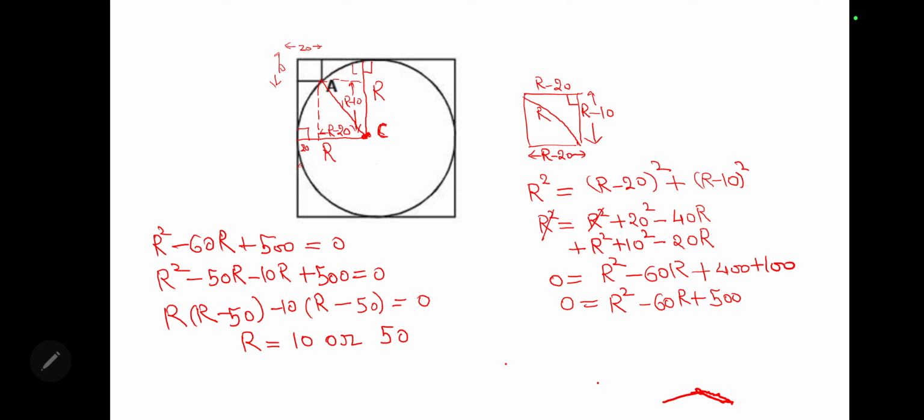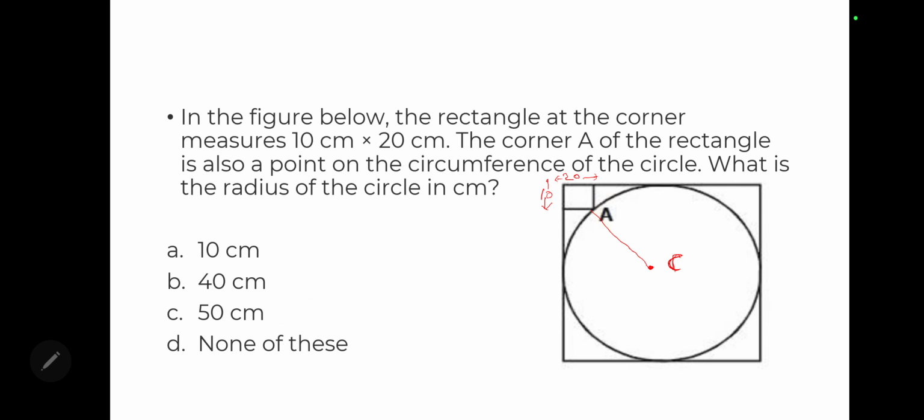The thing is that I have already taken r minus 10. So if I apply r is equal to 10, that length will become 0. Can this case happen? No, so this cannot be an option. Only 50 can be the answer. Let's quickly see if we do have the option of 50. Yeah, 50 is the answer.